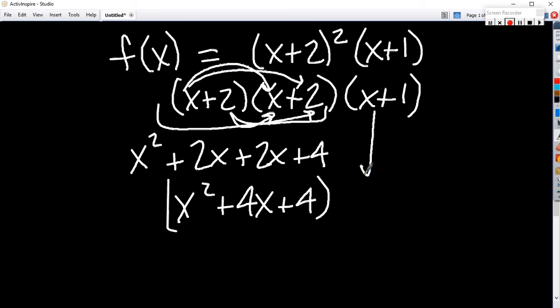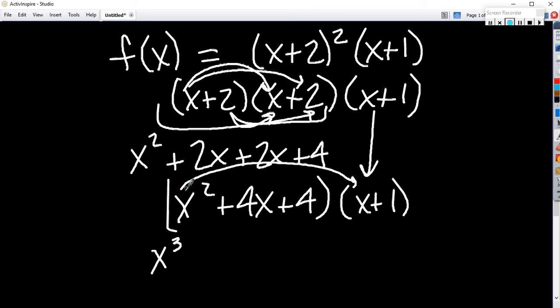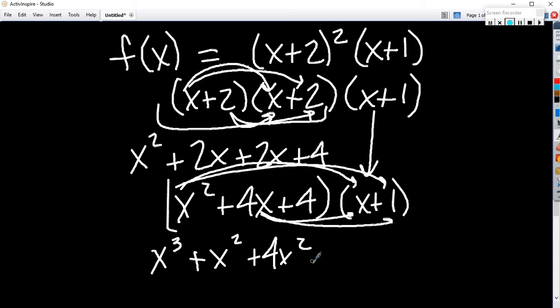And now I still have this x plus 1. Okay, so now I can take it to that third. So x squared times x is x to the third. x squared times 1? 4x times x? 4x squared. 4x times 1? 4 times x? 4x. And 4 times 1? 4. So let's combine like terms.